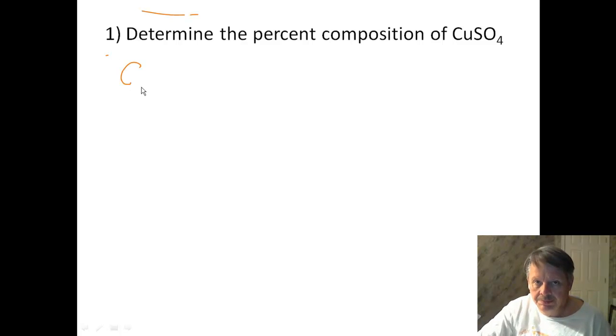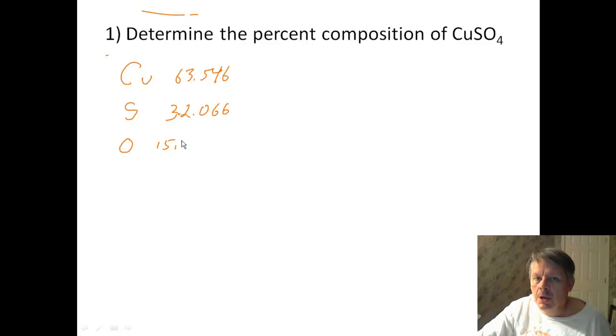Copper(II) sulfate. So, copper, I look up copper and it is 63.546, straight off the periodic table. Sulfur is 32.066 grams per mole. And oxygen is 15.999 grams per mole, but there are 4 of them, so that's going to give me 63.996 grams. Alright, I add those 3 up, and I come up with 159.608 grams per mole.